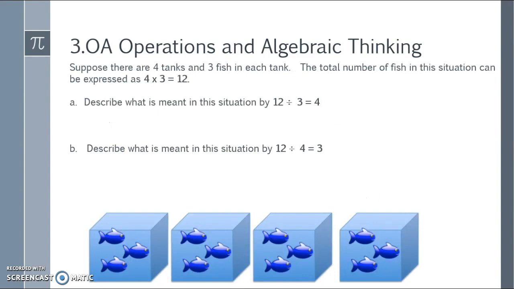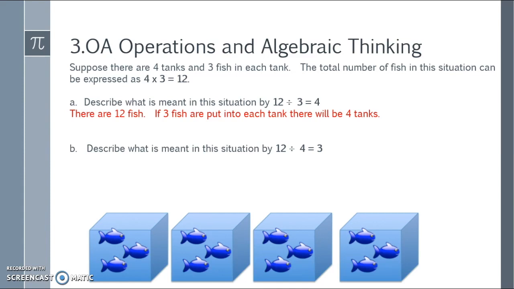Suppose there are 4 tanks and 3 fish in each tank. The total number of fish in this situation can be expressed by 4 times 3, which equals 12. Describe what is meant in this situation: 12 divided by 3 is 4. And describe what is meant in the situation: 12 divided by 4 is 3.